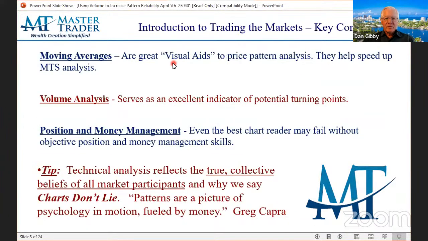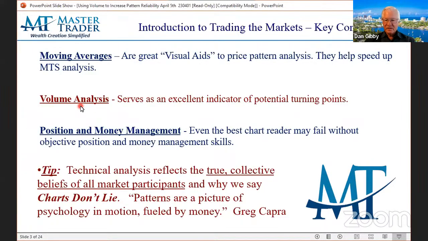Moving averages, we call them visual aids. They just speed up the process. You'll see on every one of our daily charts, we have the 20, 50, and 200. It just visually helps us see where the pattern is, and again the odds of it moving forward, because these setups can happen in any trend, up, down, or sideways. This is today's session.